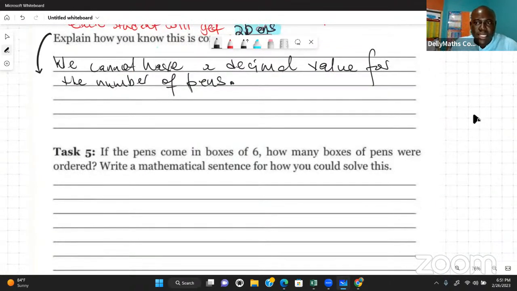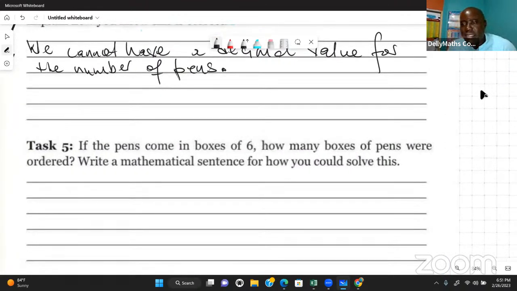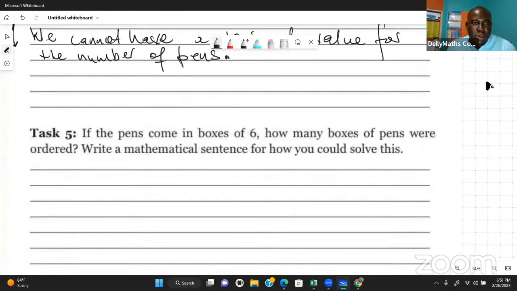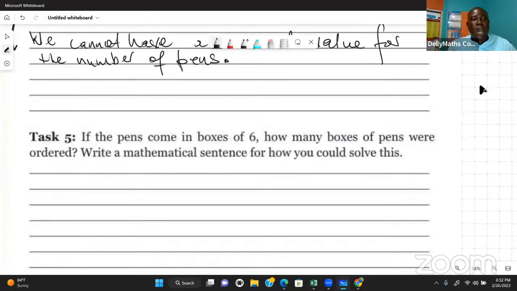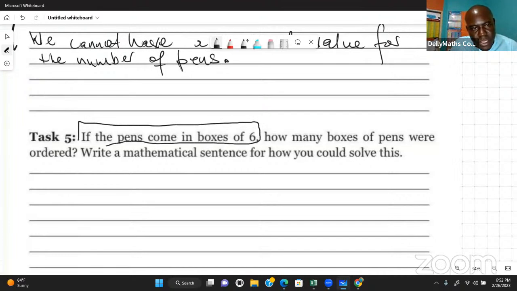All right, let's go in now. We're coming down. This is not a long session. Now, the last task says that if the pens come in boxes of 6. So this is an if case. Forget about Mr. Burton, it's sets of 12. This is if the pens come in boxes of 6.